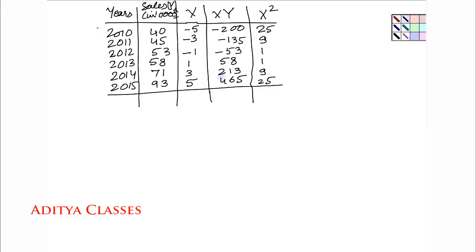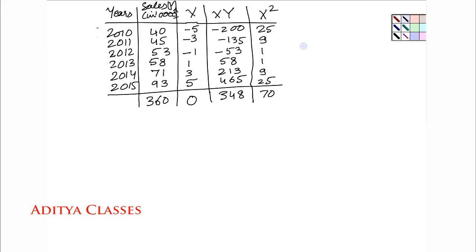Okay, so these are values of x, y and x square. And now let us find out summations of all these: sigma of y, sigma of x, sigma of xy, sigma of x square. So sigma of y would be 360. Sigma of x would be 0. Sigma of xy would be 348. And sigma of x square would be 70.